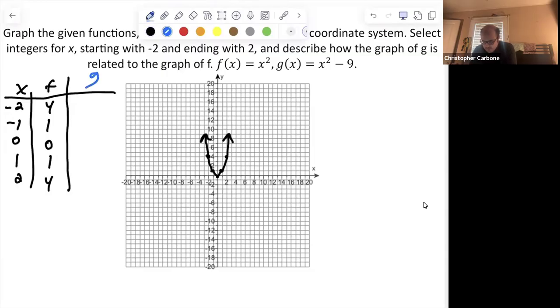For g of x, we would subtract 9 from each of the values we just got: negative 5, negative 8, negative 9, negative 8, negative 5. So these ones look something like this, which again I know, not the nicest to be graphing in such small conditions. But that would look something like this, which per the way this parabola is basically just shifted down by 9.